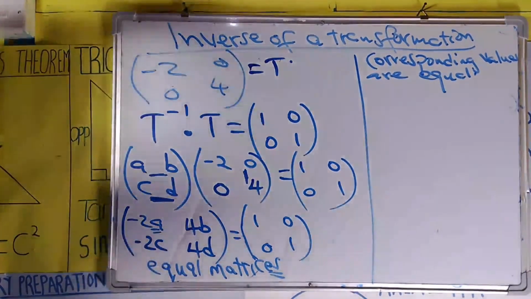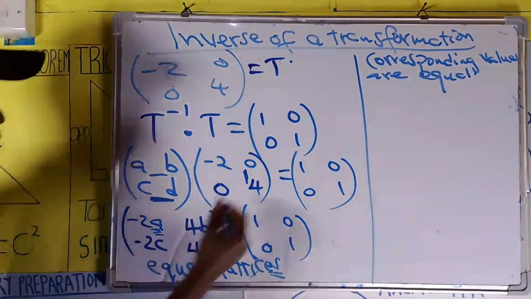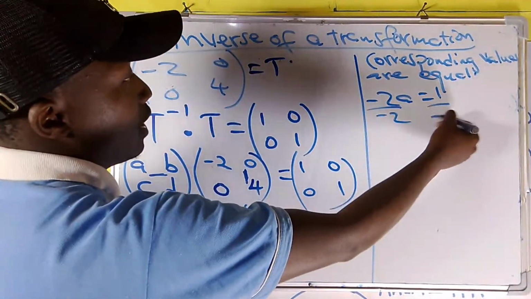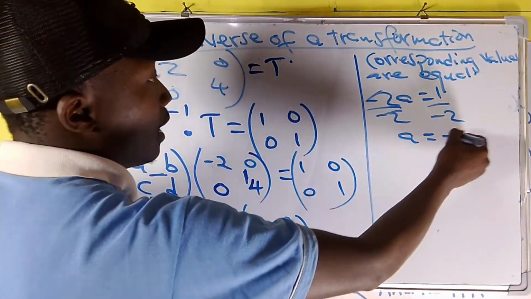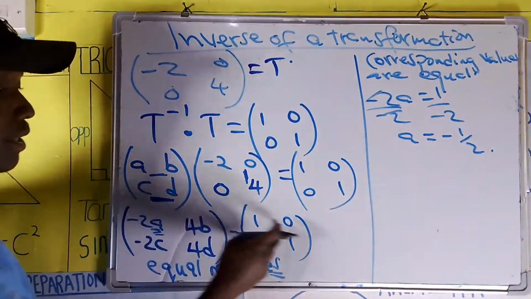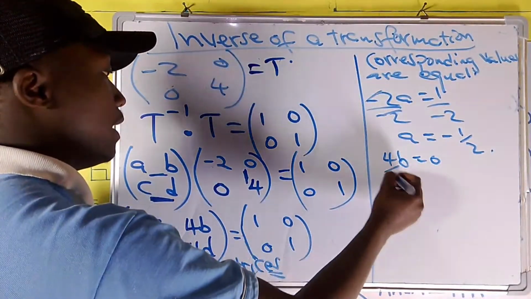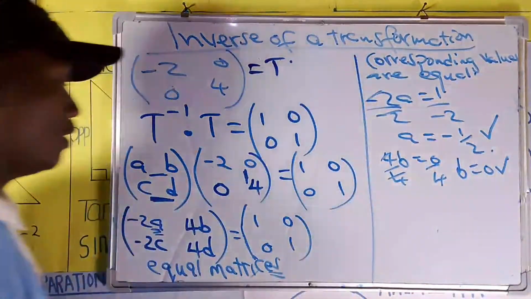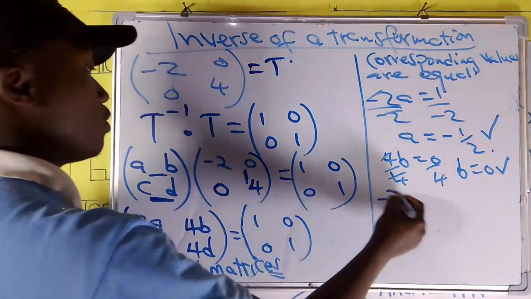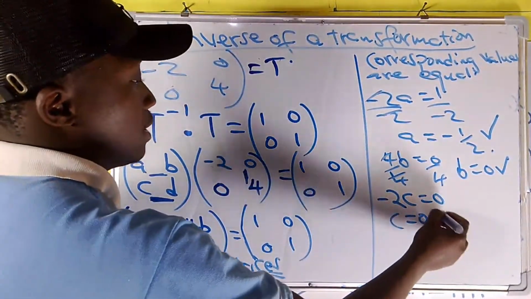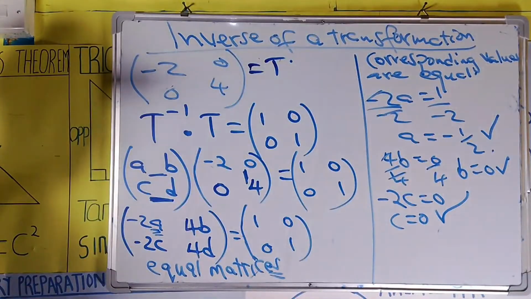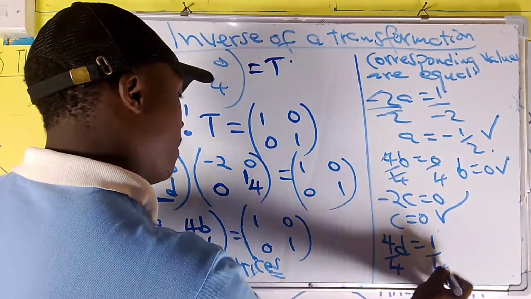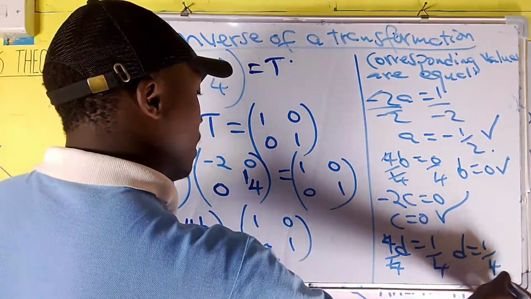When we talk of corresponding values being equal, it means minus 2a is equal to 1. We divide both sides by negative 2, and we get a is negative 1 over 2. 4b is equal to 0, so b is 0. Minus 2c equals 0, so c is 0. 4d is equal to 1. We divide by 4, we get d is 1 over 4.